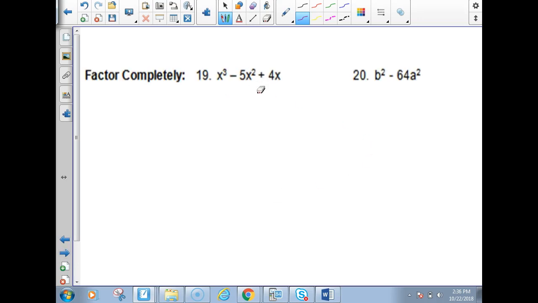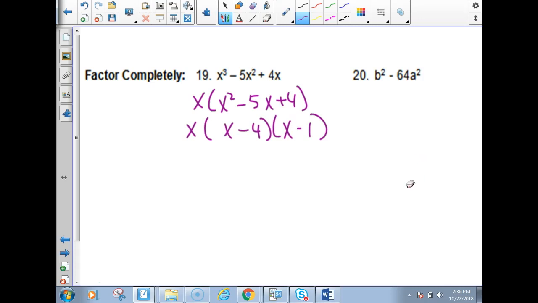All right, this says factor completely. So first factor out a common term of x times x squared minus 5x plus 4. Then factor the trinomial if possible. It's going to be x minus 4 times x plus minus 1. And that's fully factored. The next one is a difference of perfect squares.